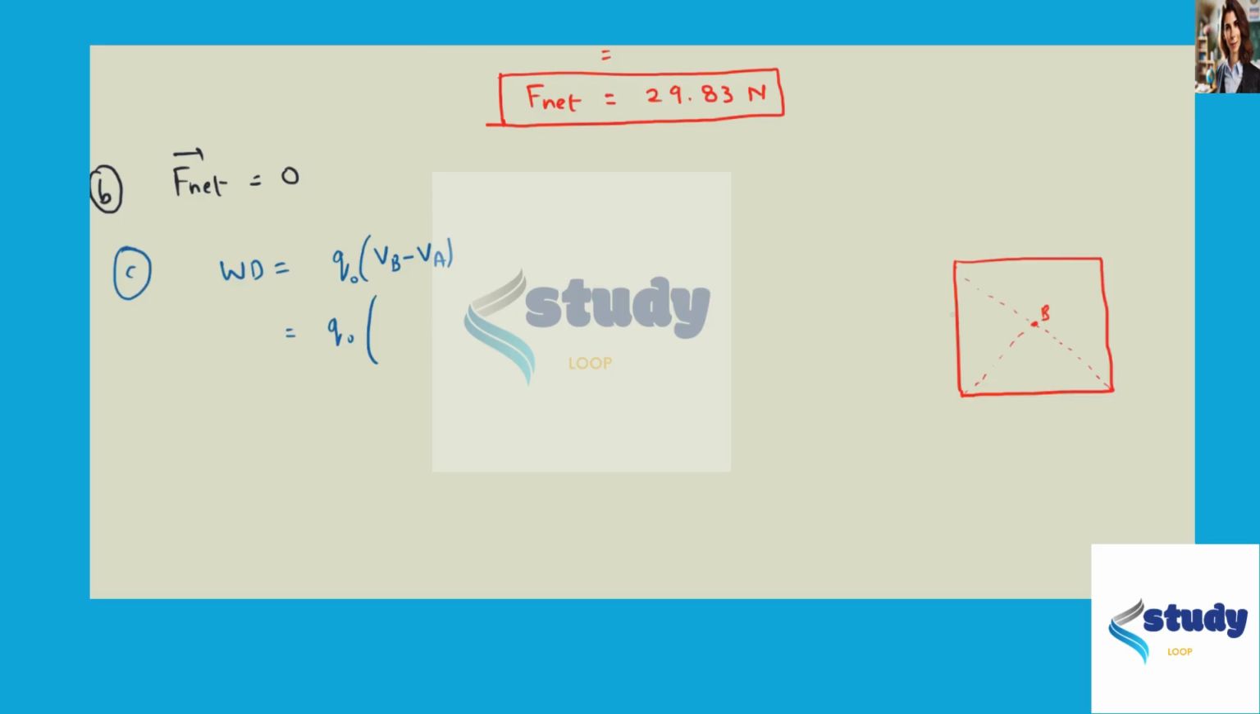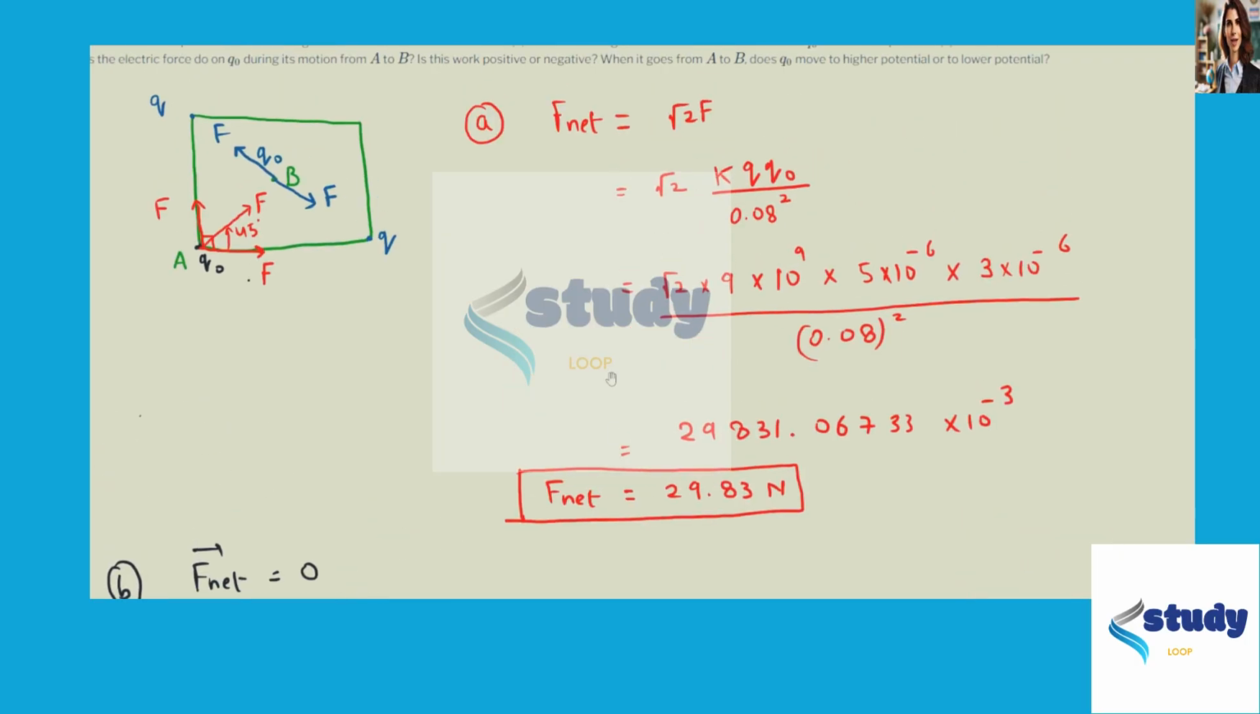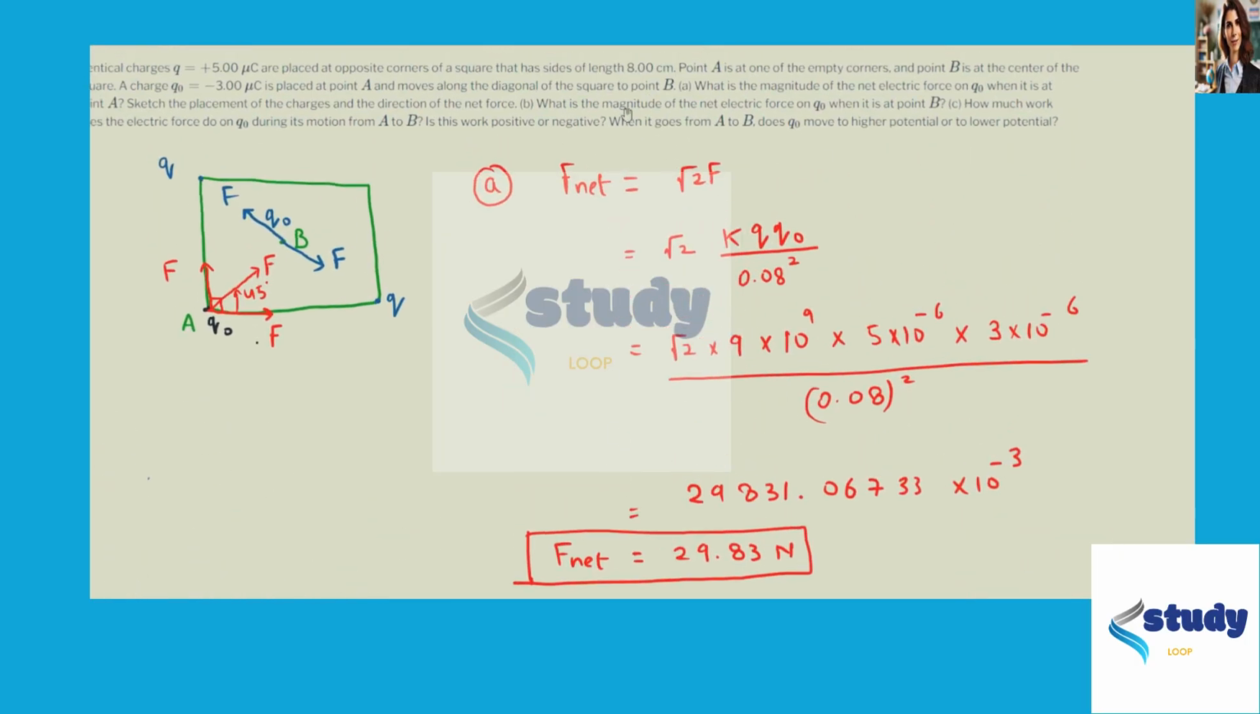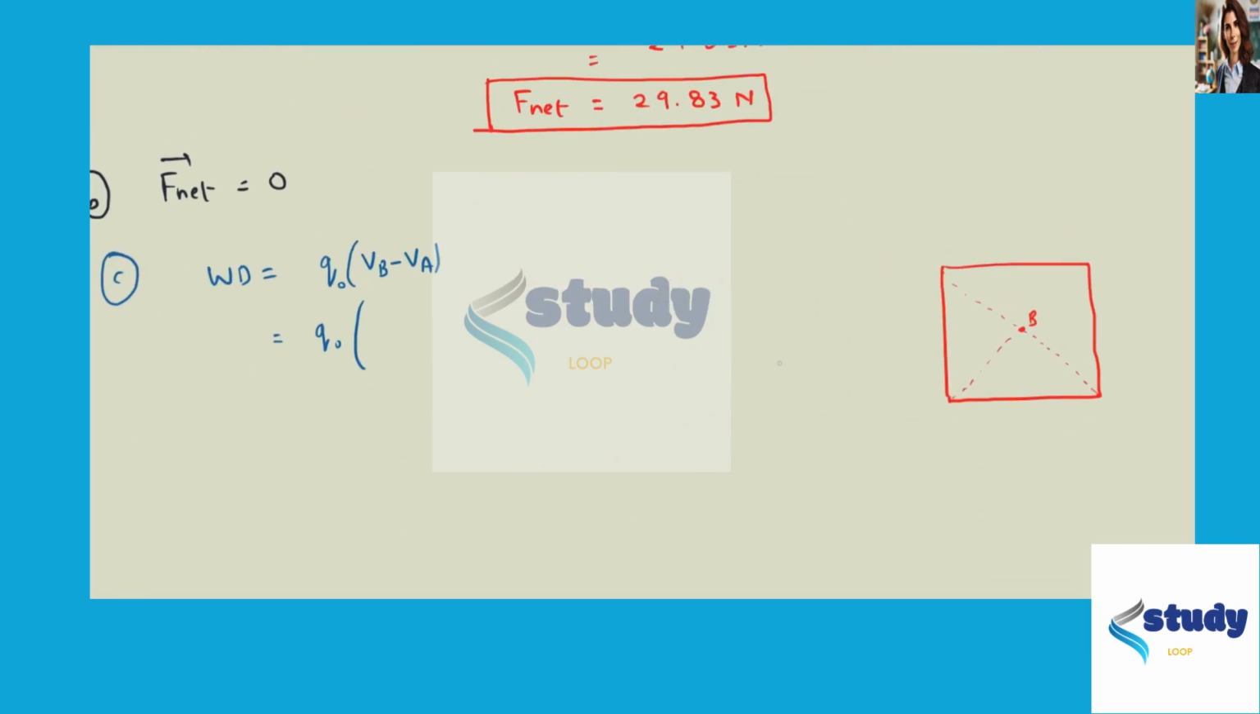So for half the diagonal, we know that if the length is given as 8 centimeters, the diagonal is going to be 0.08 root 2, and this length is going to be half the diagonal, so that's going to be 0.08 root 2 over 2. And this is what we are going to use over here. So because of one charge, for the two charges that are going to be multiplied by 2, so that's going to be 2 times kq over this distance r. So this distance r is nothing but 0.08 over root 2, minus the potential at A.